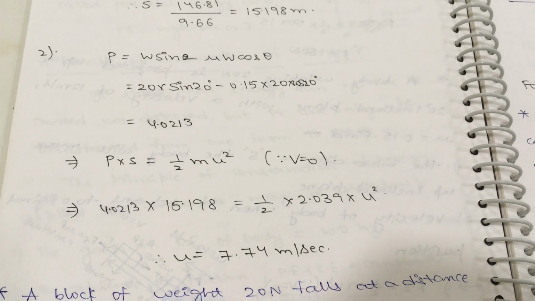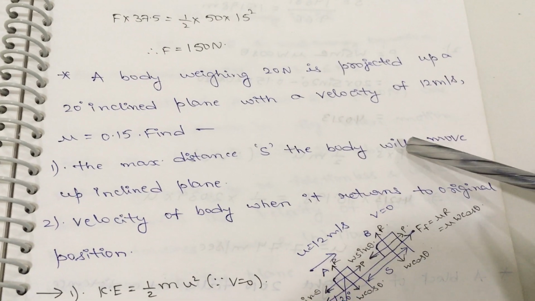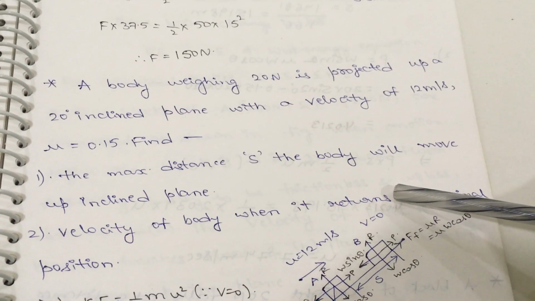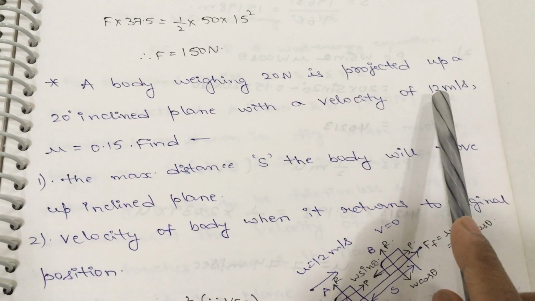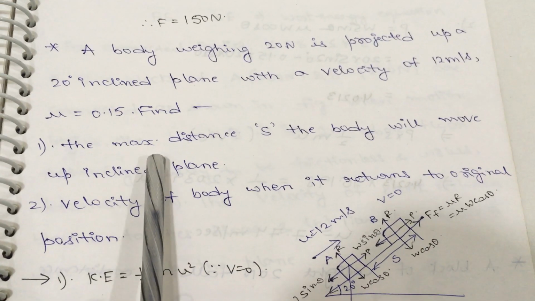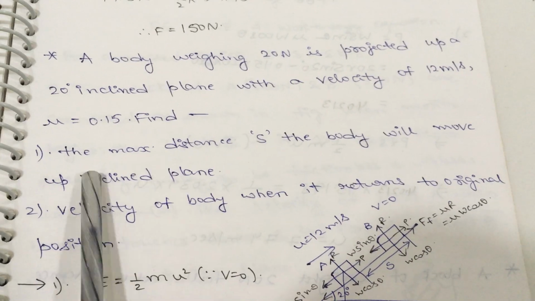So this is the second bit. Once again see the problem. This is the question given for you. For this question, weight value is given, inclination value is given, velocity value is given and coefficient of friction value is given. In the first bit, they are asking us to calculate the displacement in the upward motion.